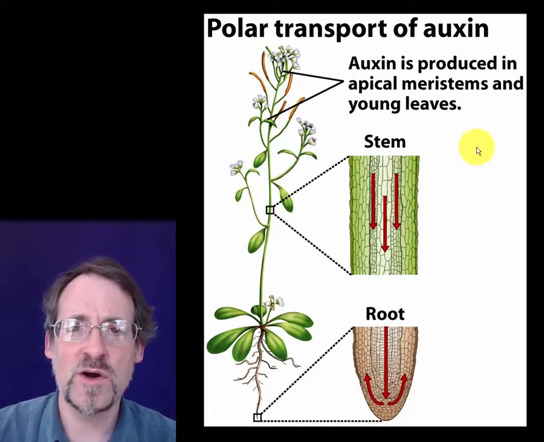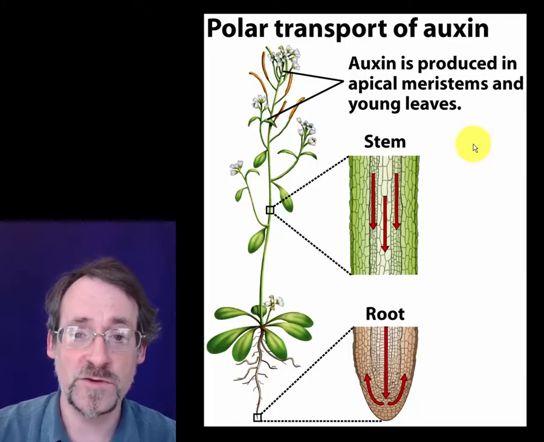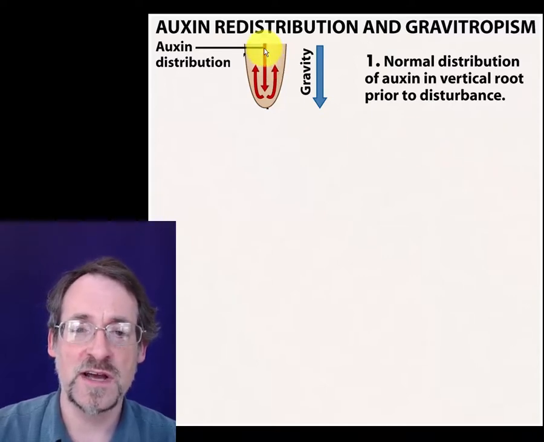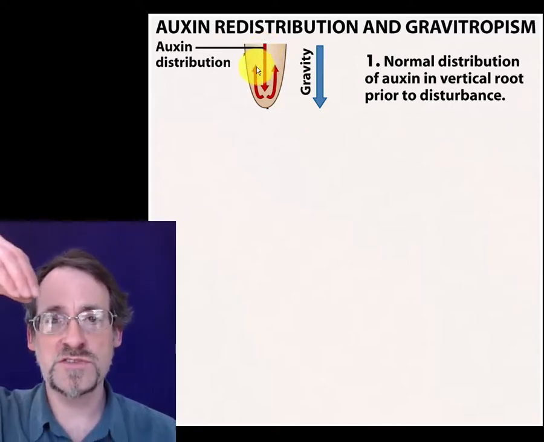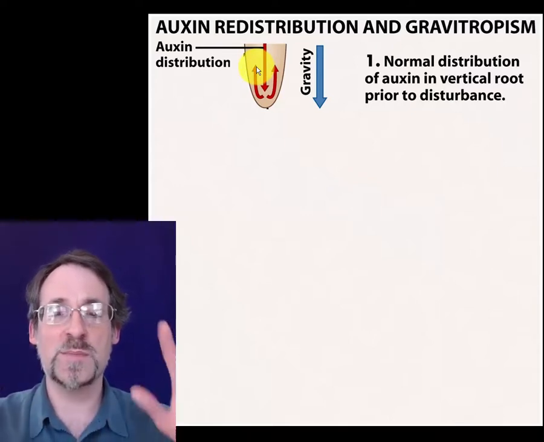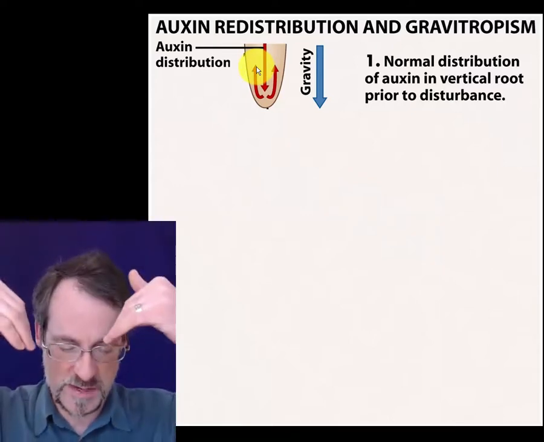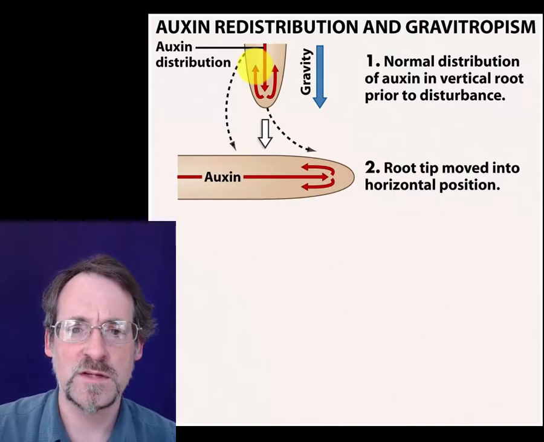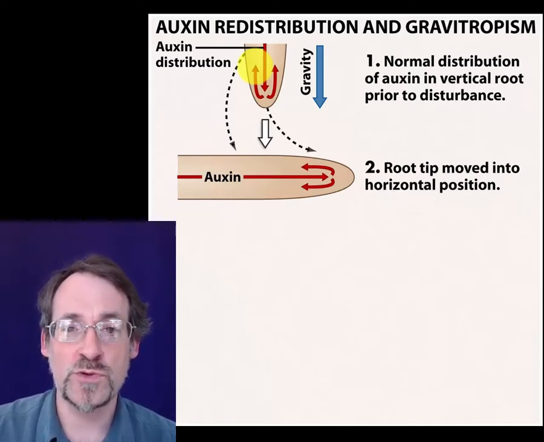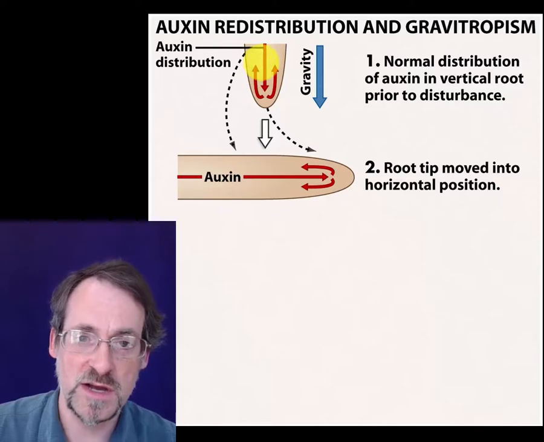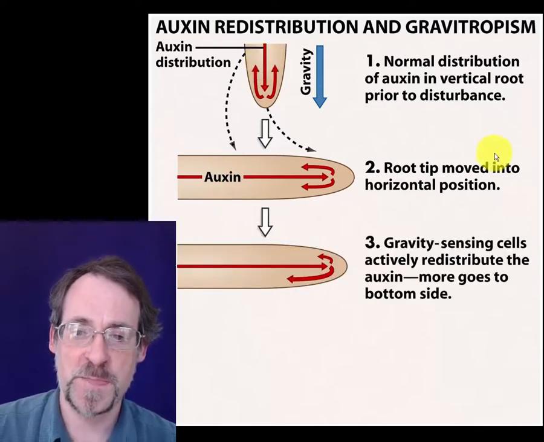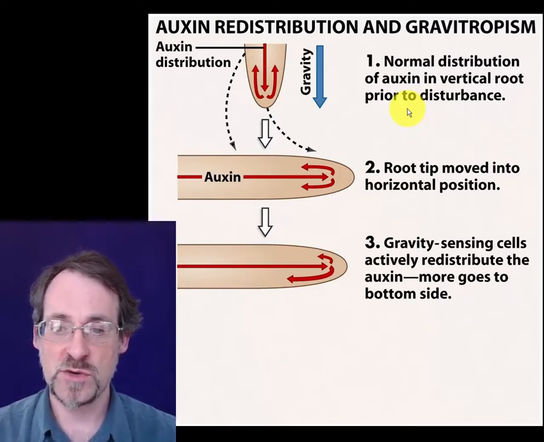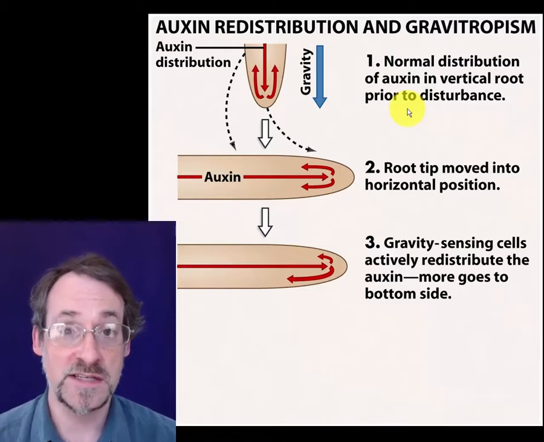Interestingly, auxin functions a very different way in roots. What happens in roots is that if the root is pointing straight down, auxin flows down the center of the root and up all of the sides equally. It's like this upside down fountain going down in the middle and up on the sides. Curiously, if you move a root into a horizontal position, the movement of auxin shifts. Gravity sensing cells change the flow of auxin so that the side towards gravity gets more auxin.